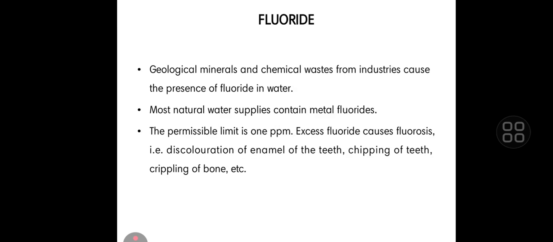Another one is fluoride. Fluoride ions come from geological minerals, and chemicals from industry cause the presence of fluoride in water. Most natural water supplies contain metal fluorides. The permissible limit is 1 ppm. Excess fluoride causes fluorosis, that is discoloration of the enamel of teeth, crumbling of teeth, crippling of bone, etc. So these are the mainly classified quality parameters of water.